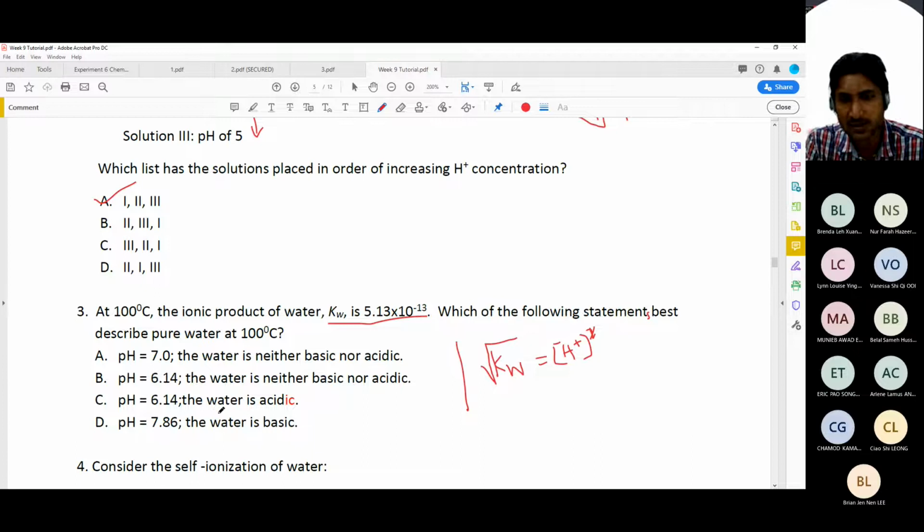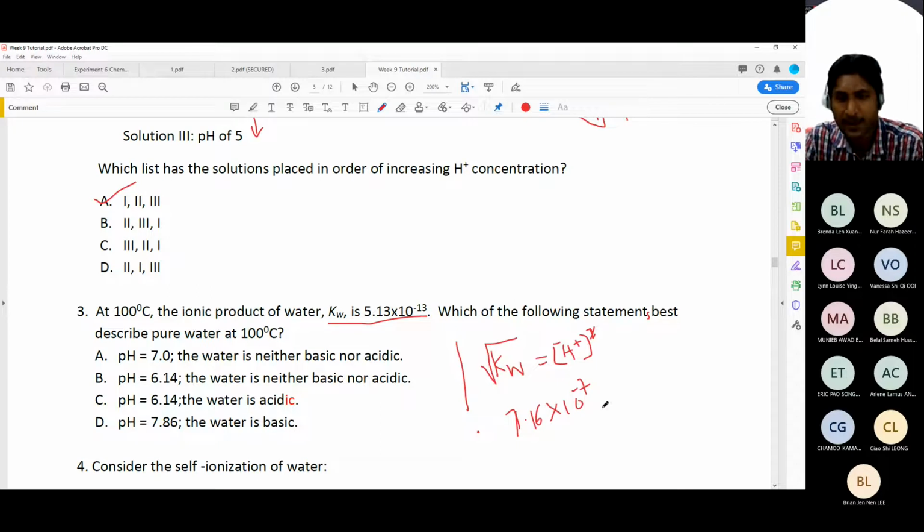Can anybody do it and tell me the square root of this value, 5.13 times 10 to the power negative 13? 7.16 times 10 to the power minus 7. Okay, so if we take the negative log of this value, what will be the pH?